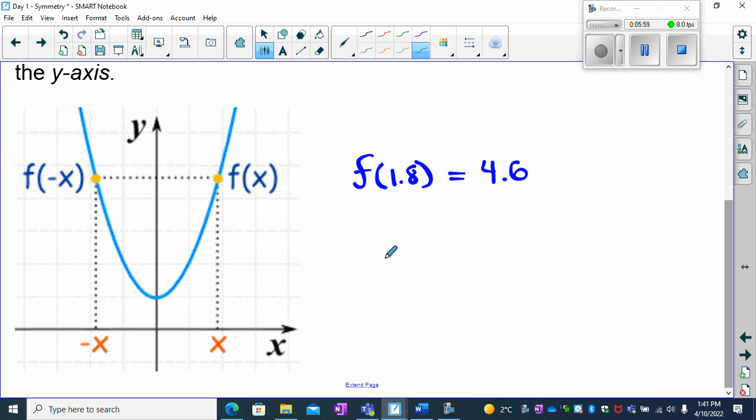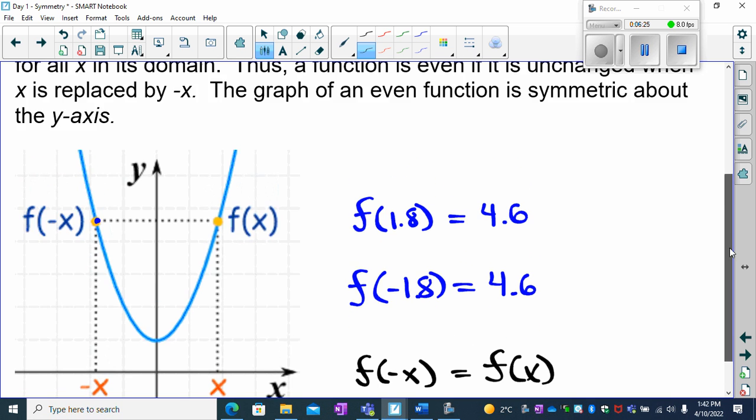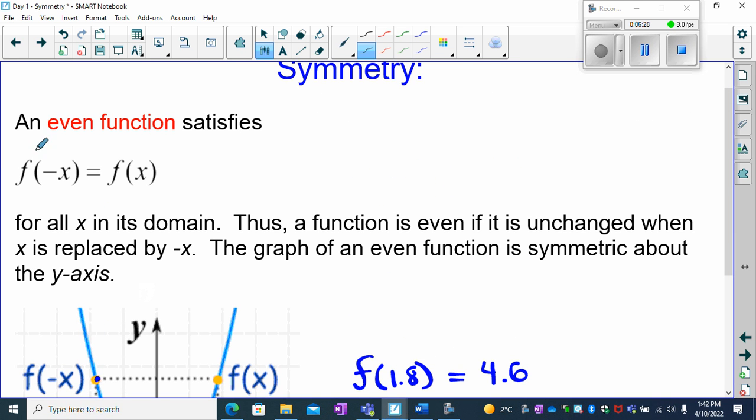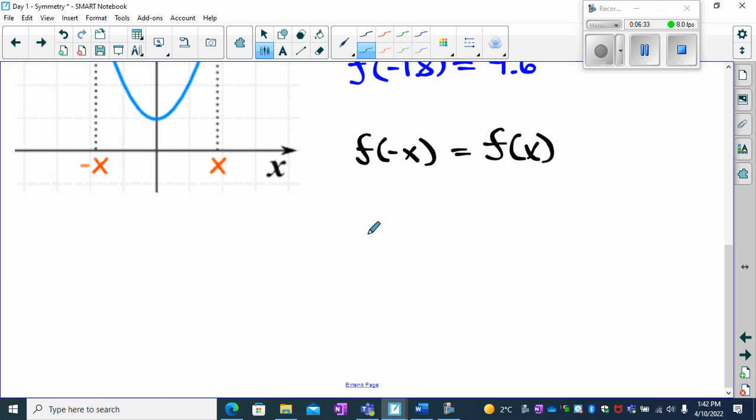Same thing's true on this side, only I'm replacing the 1.8 with a negative 1.8, but the height is still the same. It's still 4.6. Okay? Therefore, we can say f at negative x, f at negative 1.8, is equal to f at x, f at 1.8. And that right there is classified as an even function. Okay? This function is even.